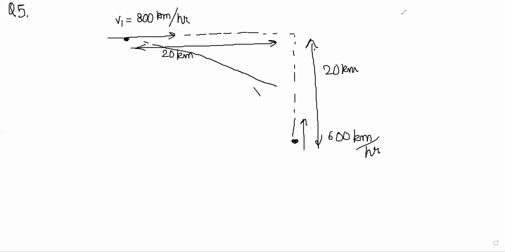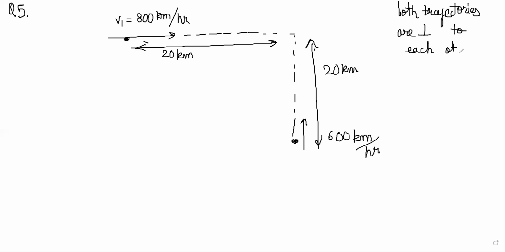So what we have to answer basically is, at a certain moment in time, both trajectories are perpendicular to each other, and 20 kilometers from the point of intersection. So this is the initial point. 20 kilometers from the point of intersection.